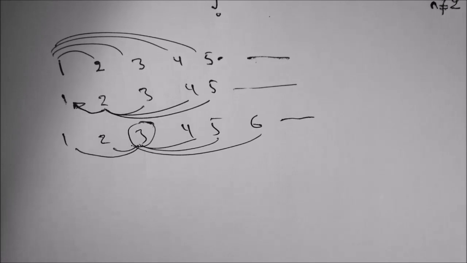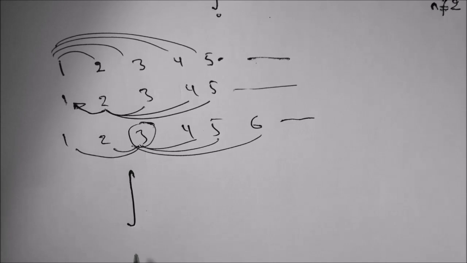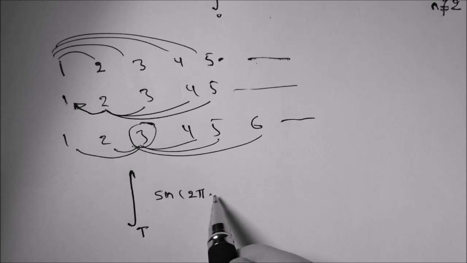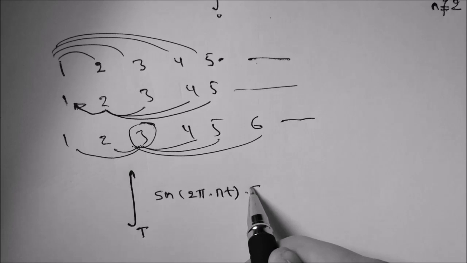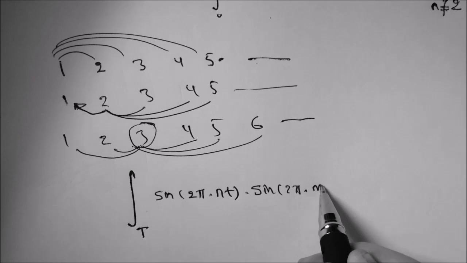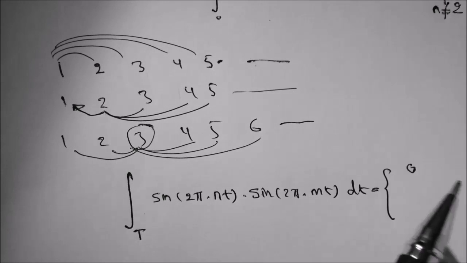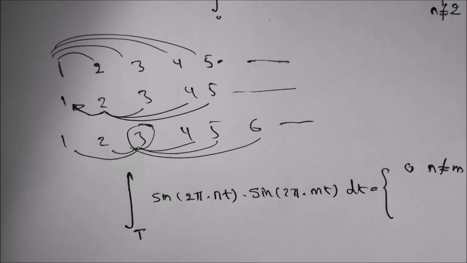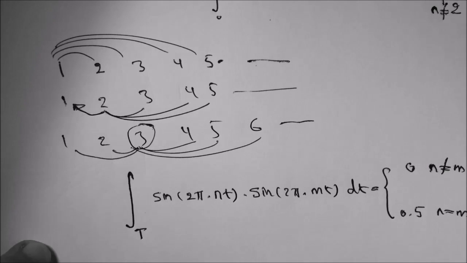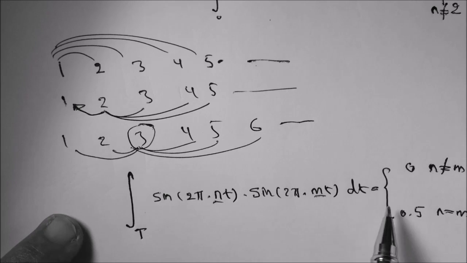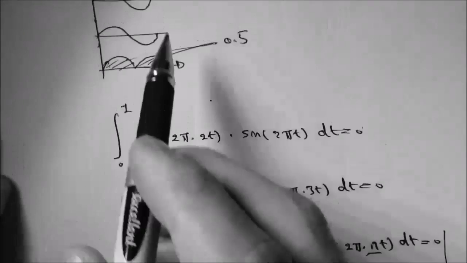So we can write this generalized formula: the integration over time, a single period, of sine 2 pi times nt multiplied by sine 2 pi mt dt equals 0 if n is not equal to m, and 0.5 if n equals m, where one of those n or m is an integer multiple of the other one. So if n is 1 hertz, m is 1 hertz as well, you get the result 0.5, as we had earlier over here.